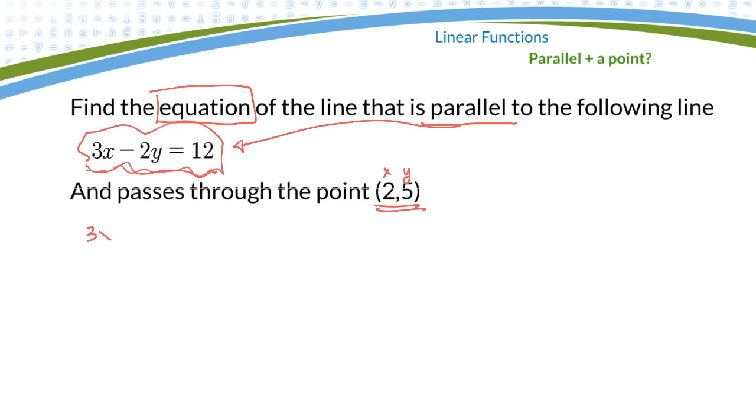So let's do that. It's 3x minus 2y equals 12. If I rearrange it into the proper form, the old y equals mx plus b form, I can determine what the slope is. So negative 2y is equal to negative 3x plus 12.